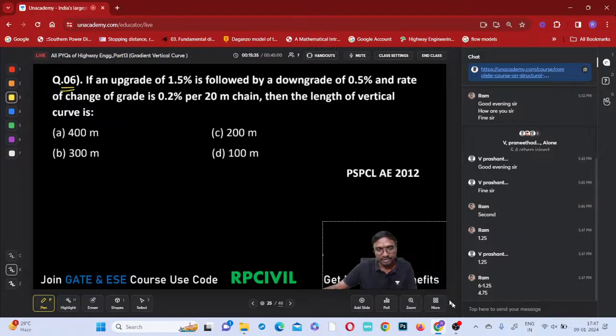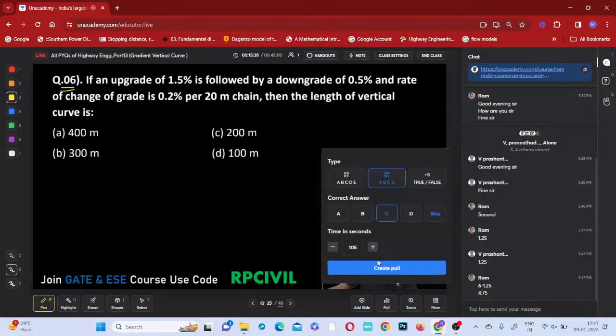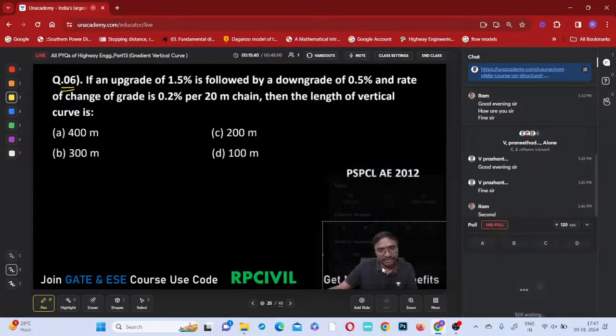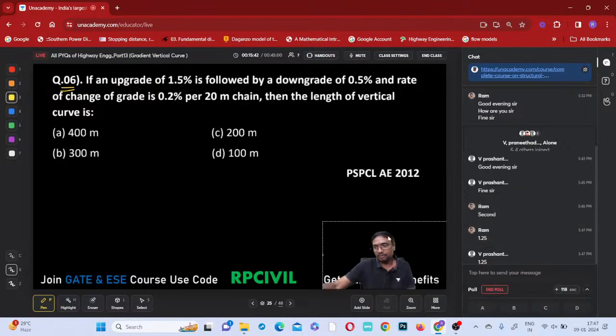Now, shall I go to the next question? Sixth question. One word, I'm giving some seconds' time. Try to solve this, all of you. Yeah, original gradient minus grade compensation will give the compensated gradient. Okay.